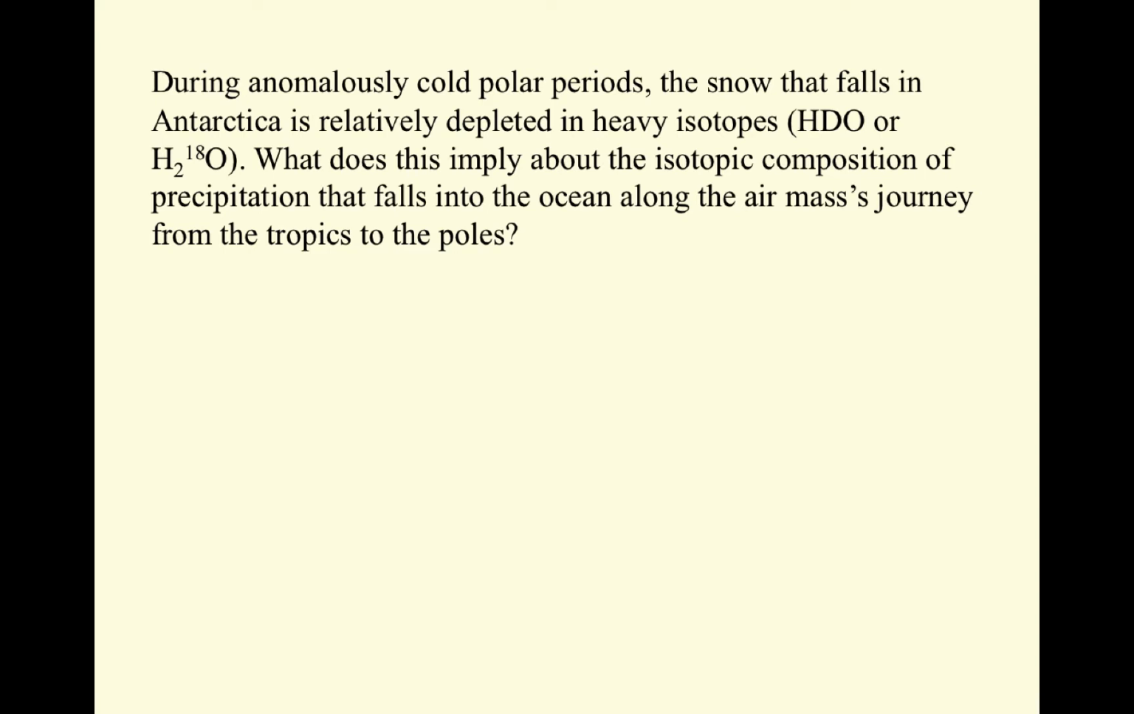What does this imply about the isotopic composition of precipitation that falls into the ocean along the air mass's journey from the tropics to the poles? In other words, there must be a balance here.